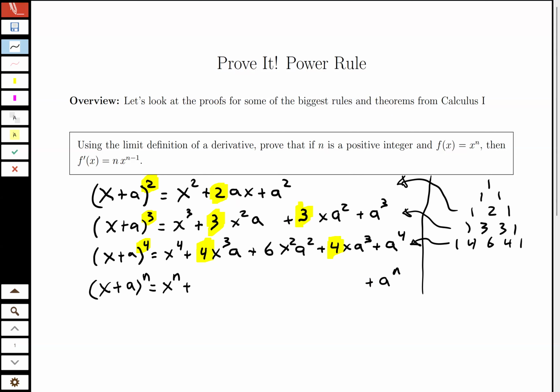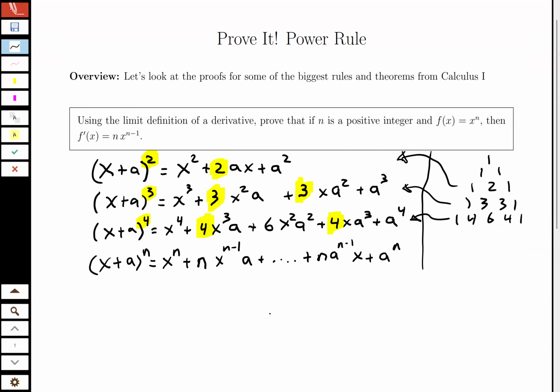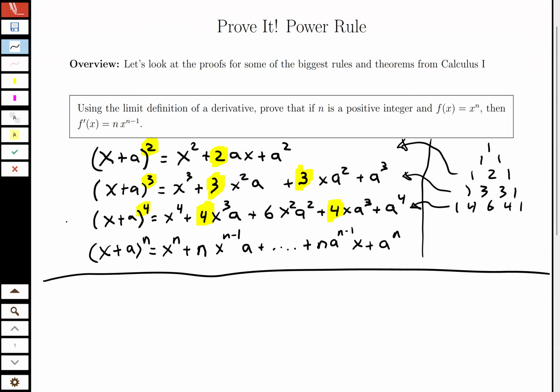So I'm going to have some n times x to the n minus 1 times a, plus a whole lot of stuff in the center. And on the other side, I'm going to have n times a to the n minus 1 and a single x. Okay, thanks for humoring me for that aside, but I wanted to make sure that I understood how these exponentials were working when I was looking at something like x plus a or x plus h as it is.